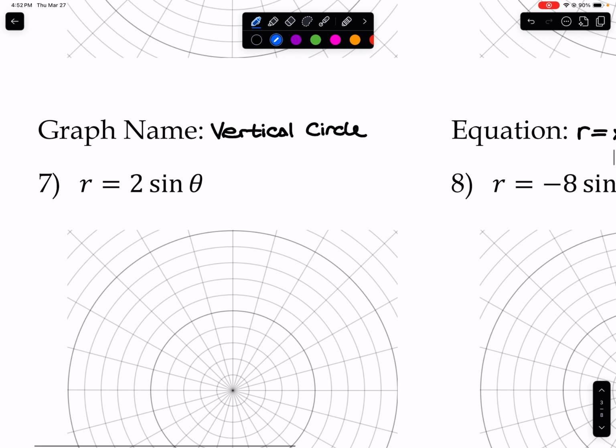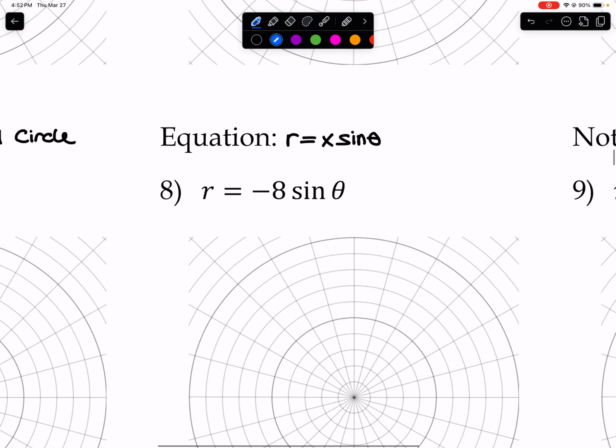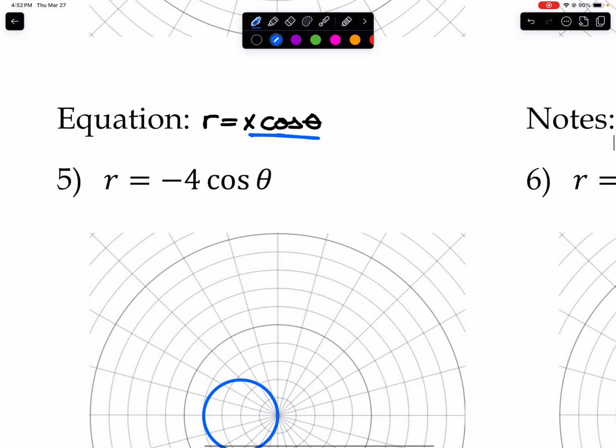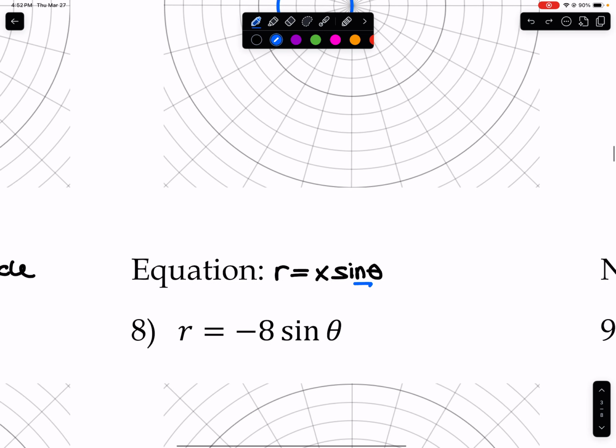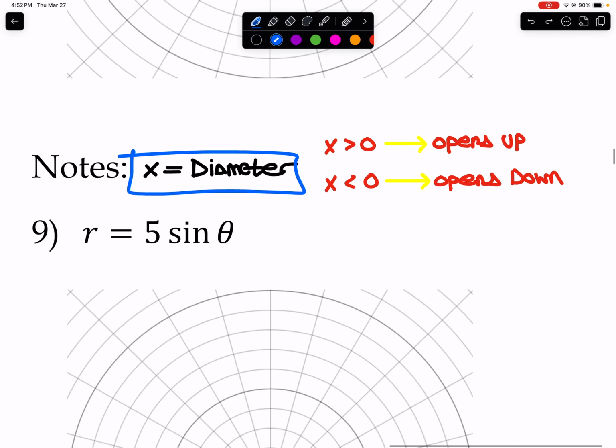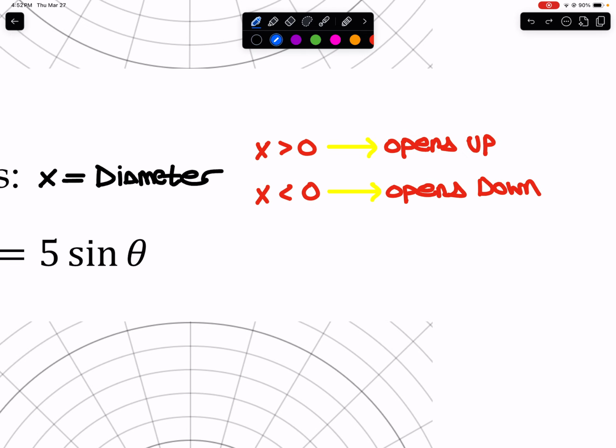Now we're going to have what we call vertical circles. So that means our equation is going to be x times sine of theta. So if we have cosine, that tells you it's going to be horizontal. But if we have sine, that tells you it's going to be vertical. So that's going to be your big difference here. And just like before, your x value is going to represent your diameter. And then if it's positive, it's going to open up, whereas if it's negative, it's going to open down.